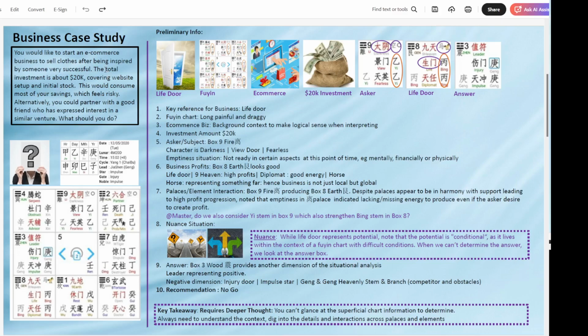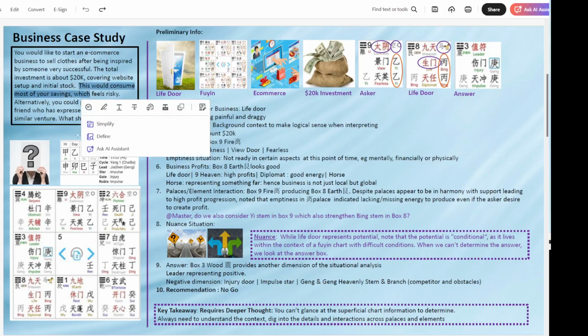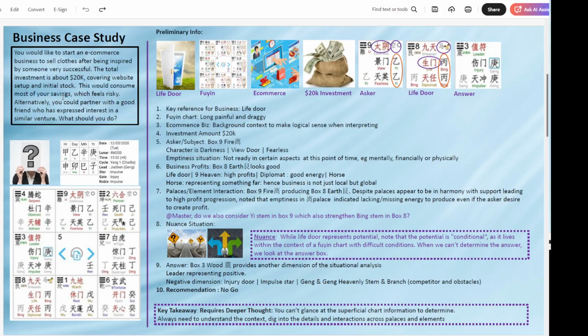So, of course, when somebody asks you to start a business, you look at what the business context is about. It's an e-commerce business where you are required to come up with 20K, which you will invest in setting up a website and getting the stocks. If I'm the asker, then I have come up with 20K of my savings. I think it's quite risky. So being the asker, I will actually plot a chart and take a look at what is there.